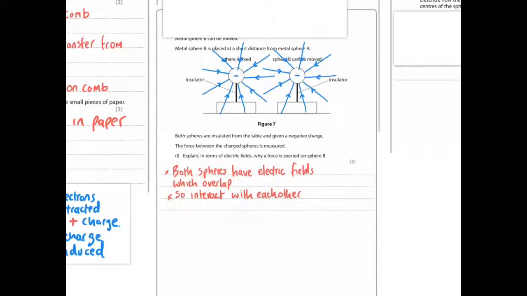So if you draw the field lines showing the electric fields on these spheres, you'd see that you have field lines coming into both, but they would overlap. And because they overlap, they interact with each other. So when field lines interact, whether it's a magnetic field or an electric field, a force is exerted on the objects. So explain in terms of electric fields why a force is exerted on sphere B. Both spheres have electric fields which overlap, that's the key thing, so they interact with each other. When they overlap, they interact, and that's what creates a force.